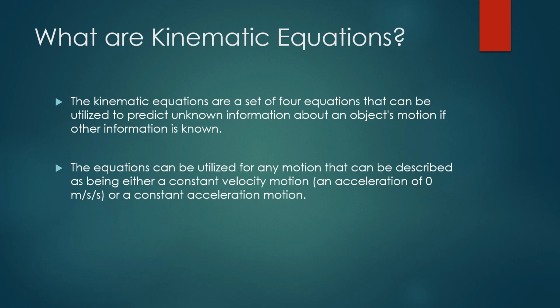Well, kinematic equations are a set of four equations that can be utilized to predict unknown information about an object's motion if other motion is known, or other information is known. To break that down quite a bit, it's using variables that you do know and manipulating an equation to find variables in that equation that you don't know.